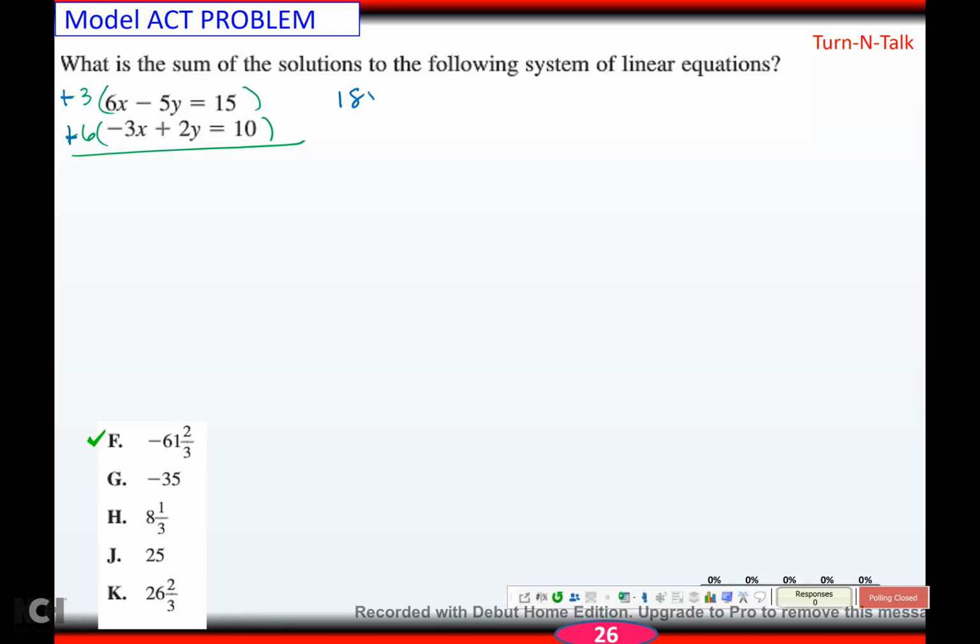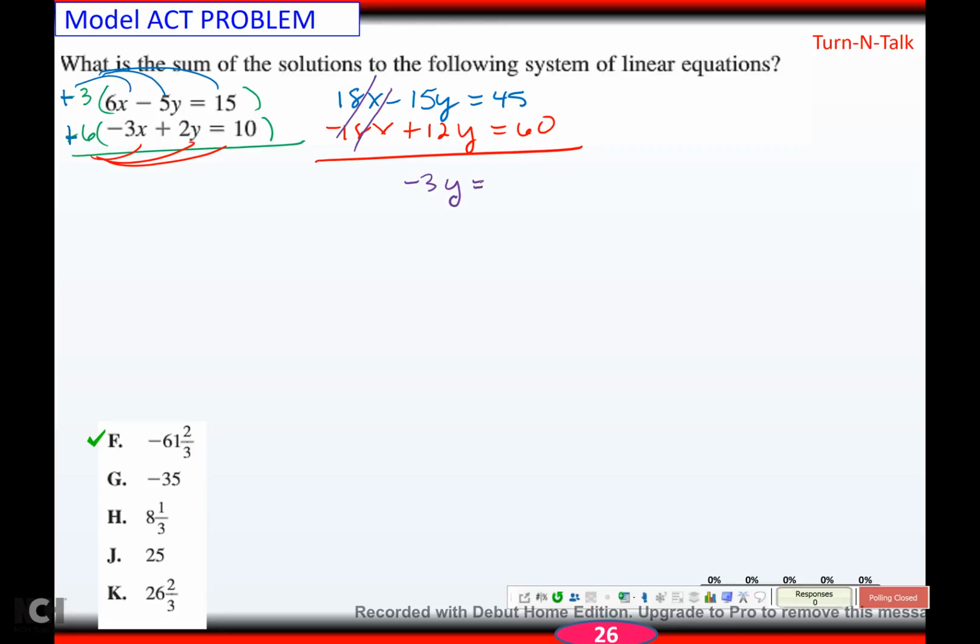So on top, I would get 18x minus 15y equals 3 times 15 is 45, distributing all the way across. On bottom, I'm going to get negative 18x, positive 12y equals 60. And now when I go to add them, my x's cancel. I have negative 15y plus 12y would make negative 3y equals 45 and 60 is 105. Divide by negative 3 and I get y equals negative 35.